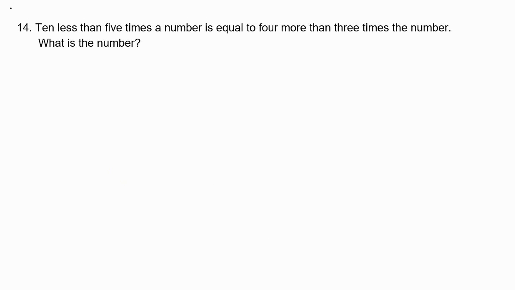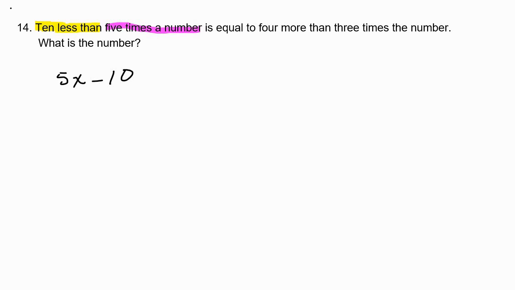All right, problem 14. 10 less than 5 times the number is equal to 4 more than 3 times the number. What is the number? Well, those little boxes are not going to really help me with this problem. All right, the first sentence says 10 less than 5 times the number is equal to something. 10 less than. Let's concentrate just on this part right here for a second. 10 less than means I'm going to be subtracting 10 from something. And I'm going to be subtracting it from 5 times a number. So I'm going to be subtracting it from 5x.